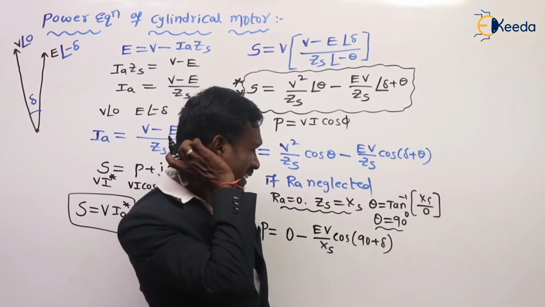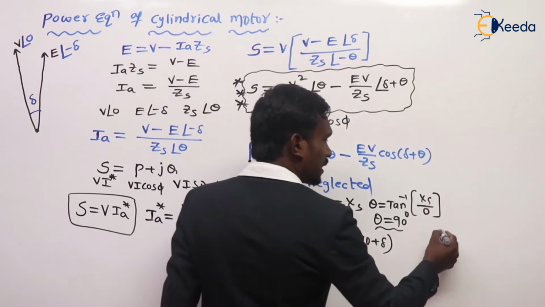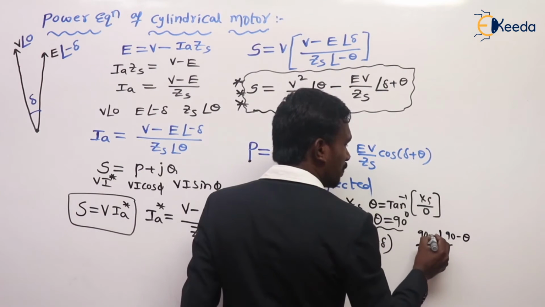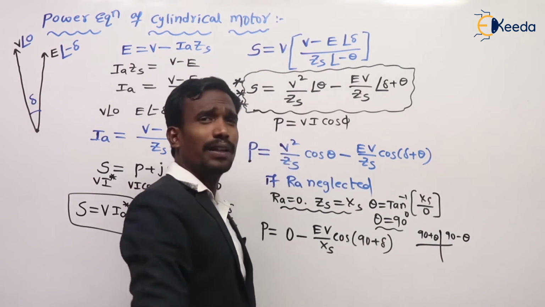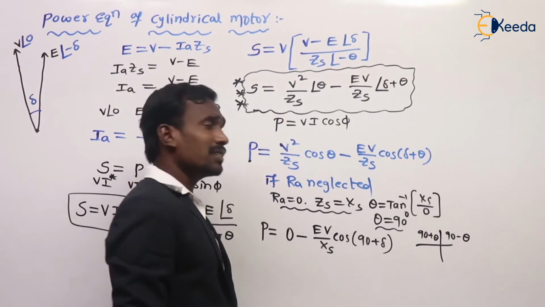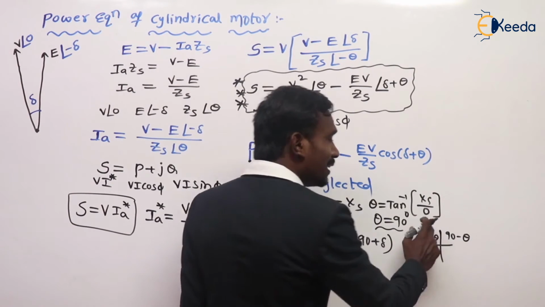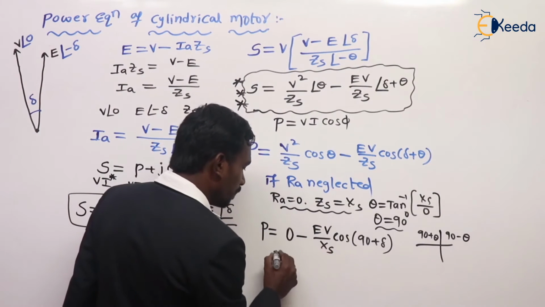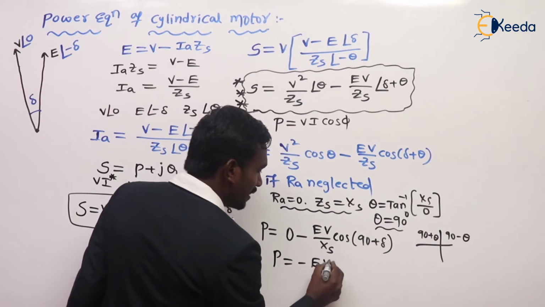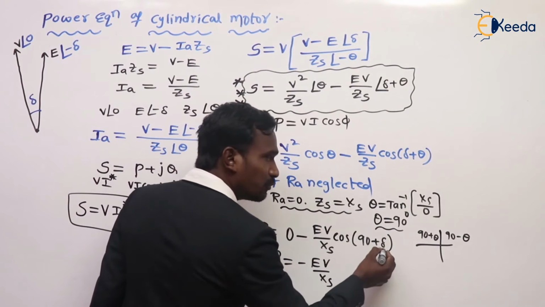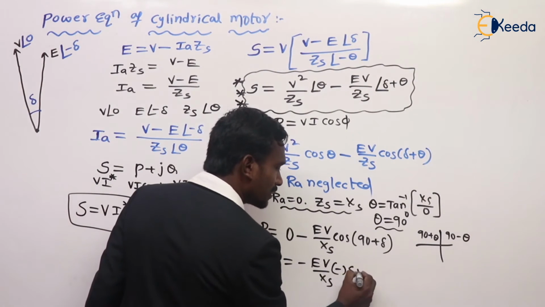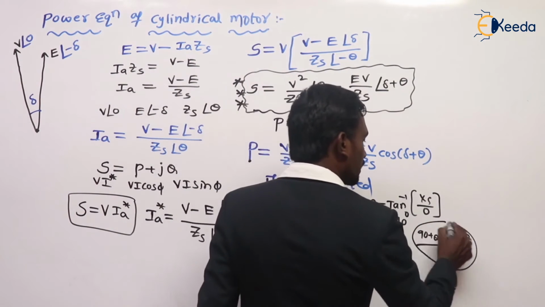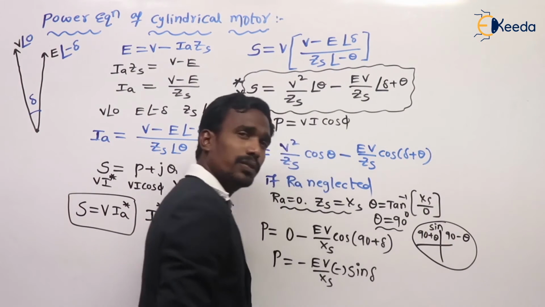So can you tell me what is 90 plus theta? We have 90 minus theta, but here it is 90 plus theta. That belongs to the second quadrant. In the second quadrant, all silver: sine is positive, but cos is negative. So P is equal to minus EV upon XS, and cos of 90 plus delta is minus sine delta, because in the second quadrant only sine is positive.